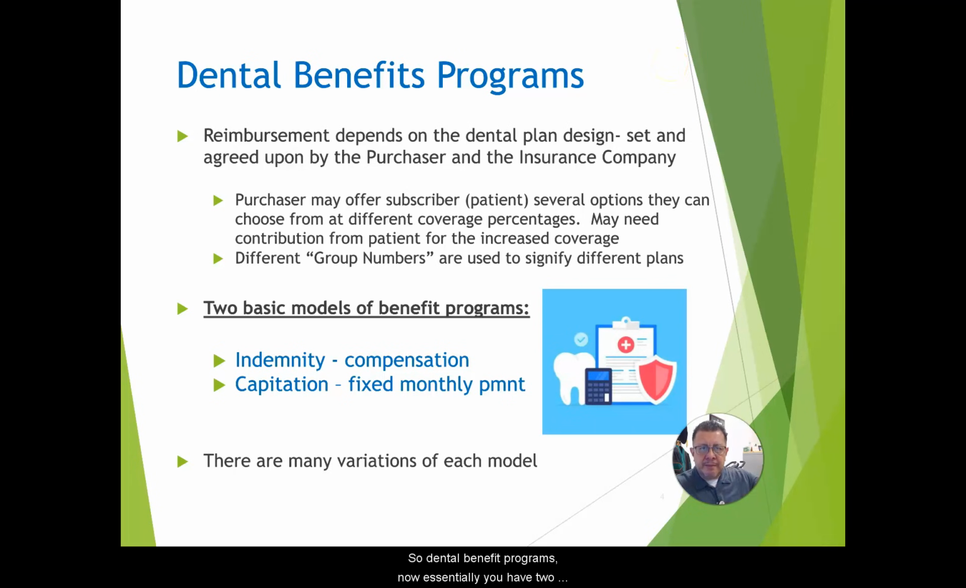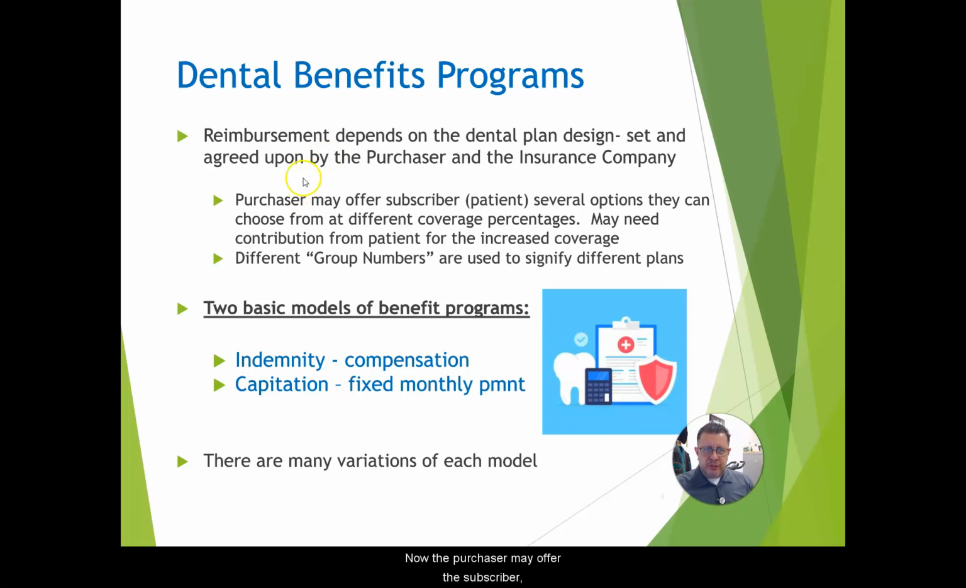So, dental benefit programs. Now, essentially, you have two different types plus Medi-Cal. Okay. Now, reimbursement depends on the dental plan design, set and agreed upon by the purchaser and the insurance company. So, Home Depot and the insurance company are the ones that designed and set everything together. Notice how that doesn't really involve the patient. The patient can just add on things, okay? Which is fine. That's the system we have, okay?